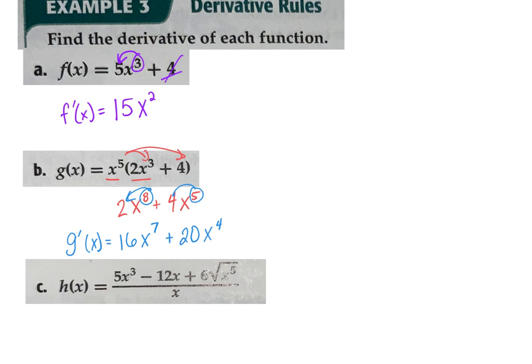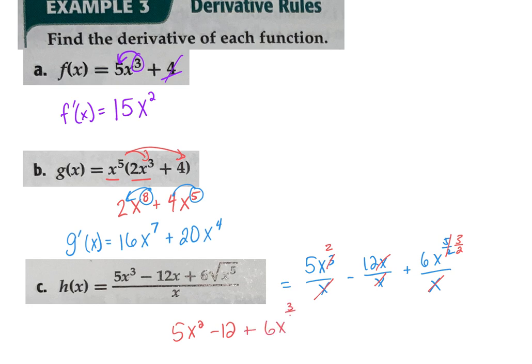Look at this hideous thing here. That's really not bad. All right, so I'm going to rewrite this a little bit. So I'm going to say 5x cubed over x minus 12x over x plus 6x to the 5 halves over x. Okay, that's all that means, right? Do you see what I did there? And then I'm just going to take out an x from all of them. So take one of those, take one of those, and take one of those. So I have 5x squared minus 12 plus 6x to the 3 halves.